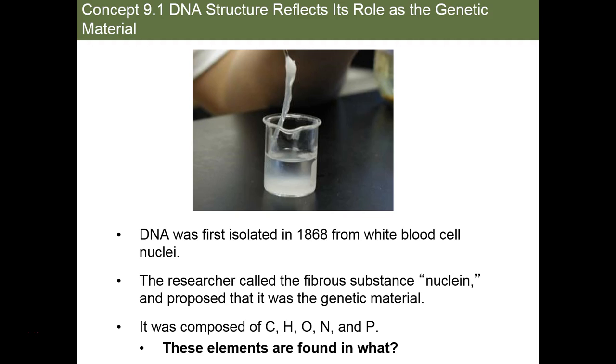DNA was first isolated in 1868 from white blood cells. The researchers called it nucleum and proposed that it was genetic material. They really didn't have proof that it was. They knew it was composed of carbon, hydrogen, oxygen, nitrogen, and phosphorus. If you remember all the way back from our chemistry chapter, you know that these elements are found in all living things. Remember the sponge elements? Well, DNA contains most of them.